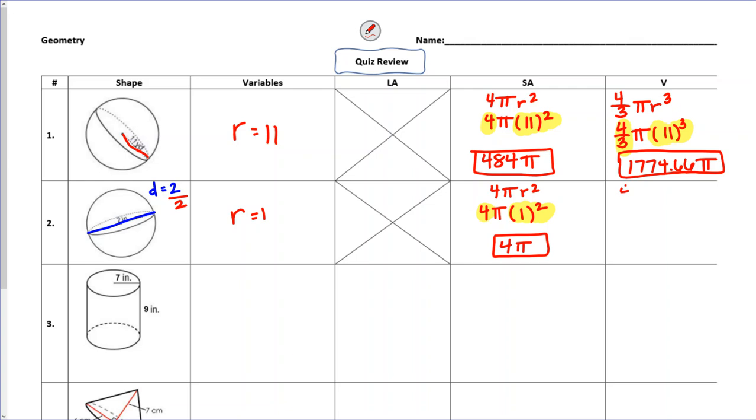All right, volume. Our formula is 4 over 3 pi r to the third. We know what r is, so we plug it in. 4 over 3 pi times 1 to the third. Skip the pi, plug the rest into Desmos, and you get a volume of 1.33 pi. Again, pi is in our formula. It needs to be in our answer.